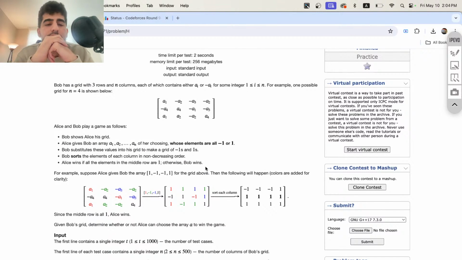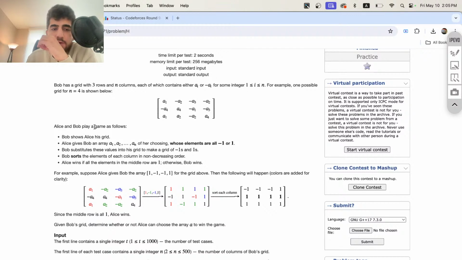The problem statement: Bob has a grid with 3 rows and n columns, each of which contains either a_i or minus a_i for some integer i from 1 to n. For example, one possible grid for n equal to 4 is shown below. So you see that each cell is either a_i or minus a_i. It's either one of these, right?